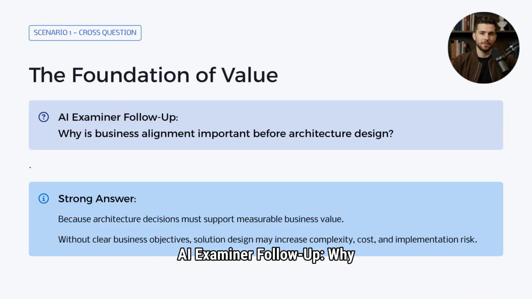AI examiner. Follow-up: why is business alignment important before architecture design? Strong answer: because architecture decisions must support measurable business value. Without clear business objectives, solution design may increase complexity, cost, and implementation risk.